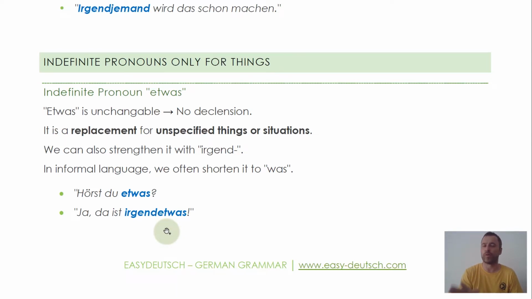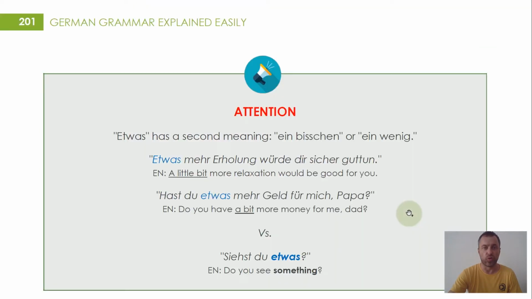But attention, you cannot say this. I mean, in the oral exam, they will not mark this as wrong because it's spoken. But in a written exam, don't do it. It has to be etwas. You cannot shorten this to was. In spoken language, you can, but in written language, this is wrong.